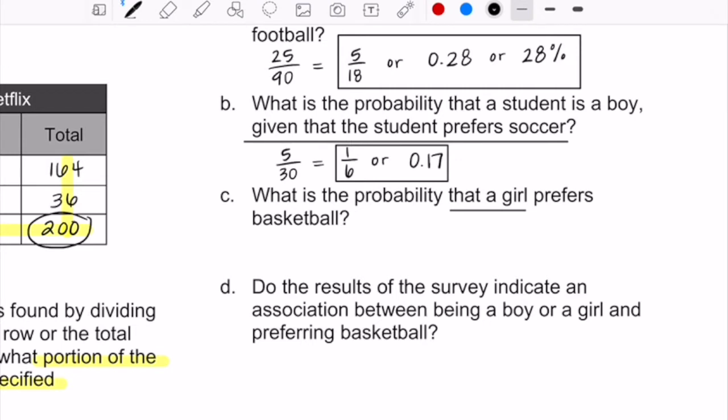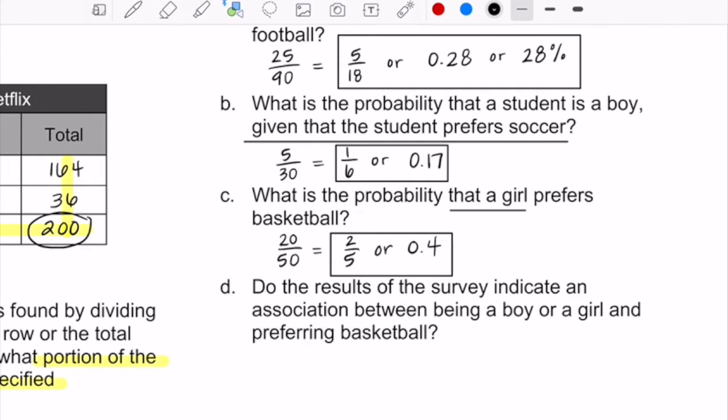They want to know of those 50 girls, how many of them said that they preferred basketball? And so 20 out of 50, again, as a reduced fraction, it would give you 2 over 5, and then you can also write it as a decimal, so 0.4. So even though on C, it doesn't say given that the student is a girl, the way that the question is worded indicates that you're only considering girls when you're looking at your total.